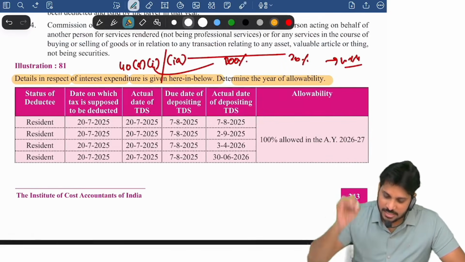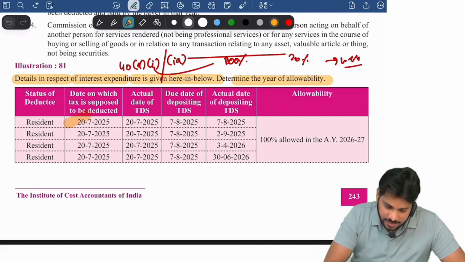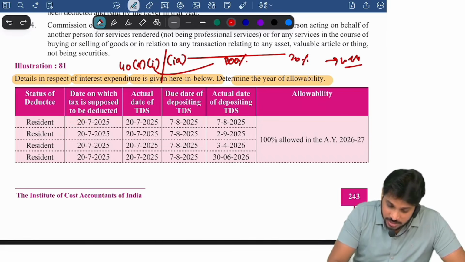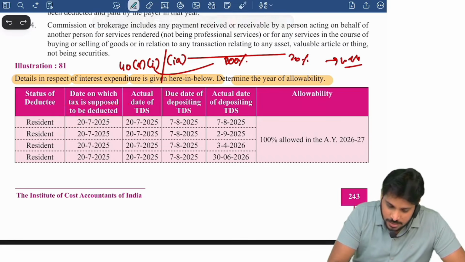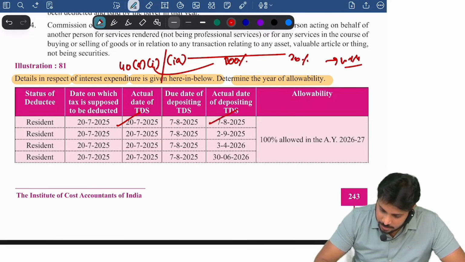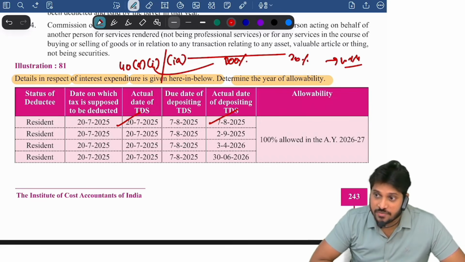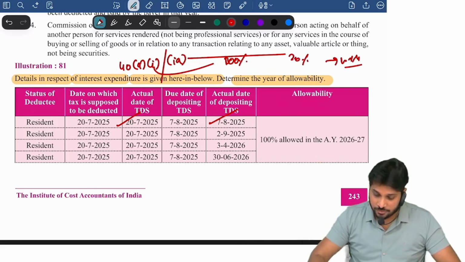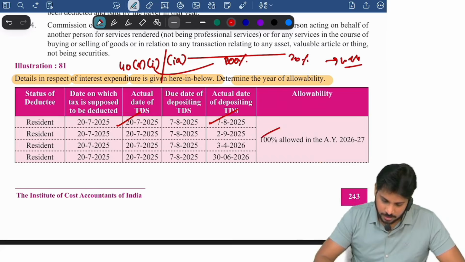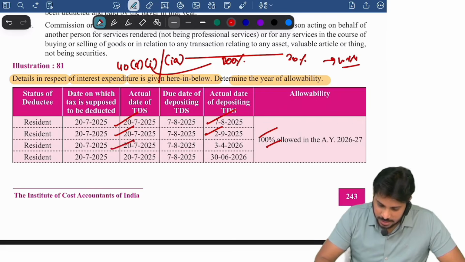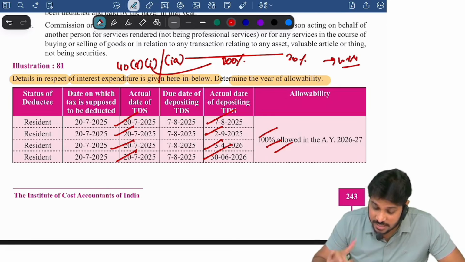Now, expenditures are incurred in the current year. TDS is deducted in the current year. Date on which tax is supposed to be deducted, when it is due, that's irrelevant. It is deducted this year. When it is remitted, 7th August, which is within the due date for filing IT return. Therefore, 100% allowed. Then, deduction 20 July, remittance within the due date, allowed. Deduction current year, remittance within the due date for filing IT return. Due date for filing IT return is 31st July 2026.